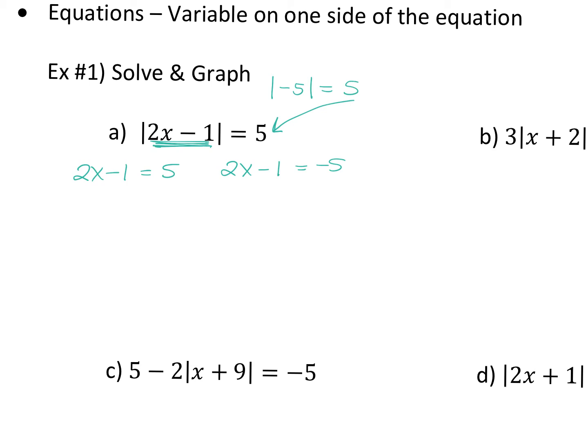Okay, so let's do that. We would add 1 here, and we get 2x equals 6. Then divide by 2, we get x equals 3.